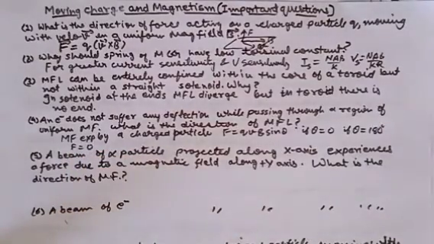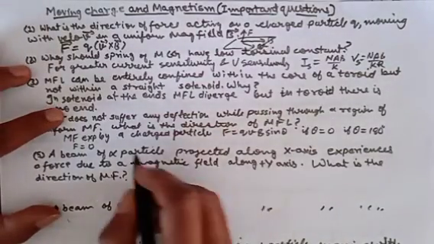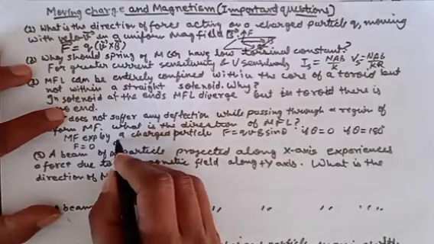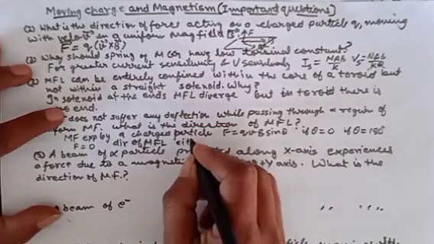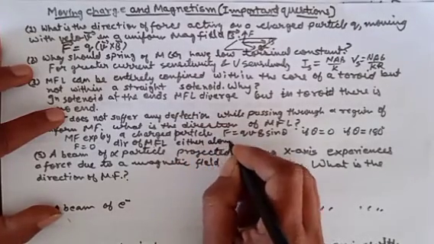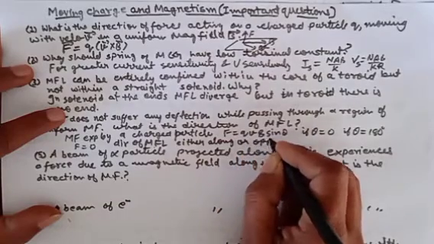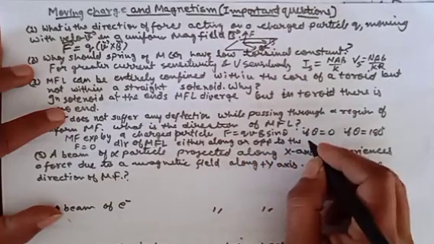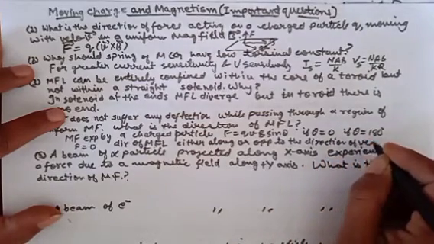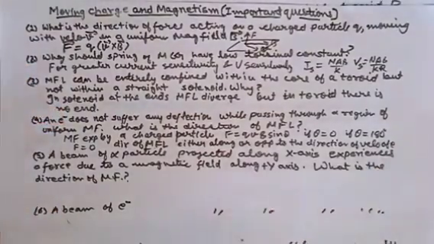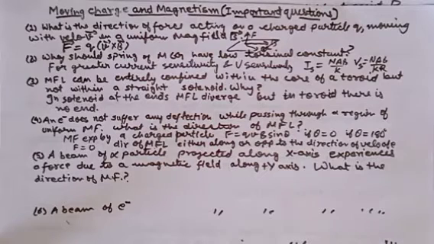So here we can conclude that the direction of the magnetic field line is either along or opposite to the direction of velocity of the electron. If it is not experiencing any force, either it is moving along the direction of the magnetic field or opposite to the direction of the magnetic field.